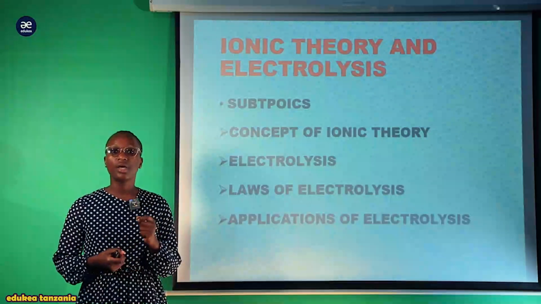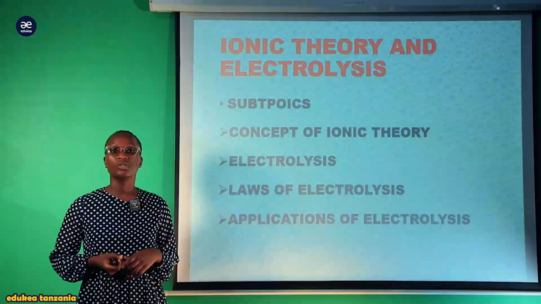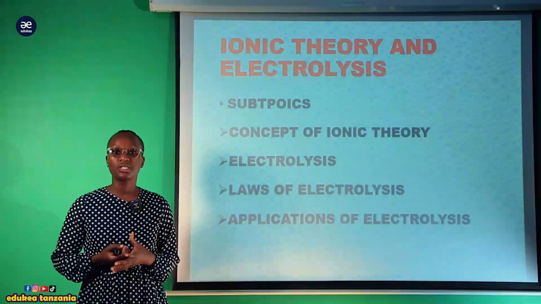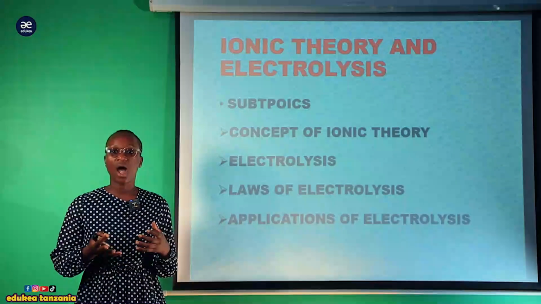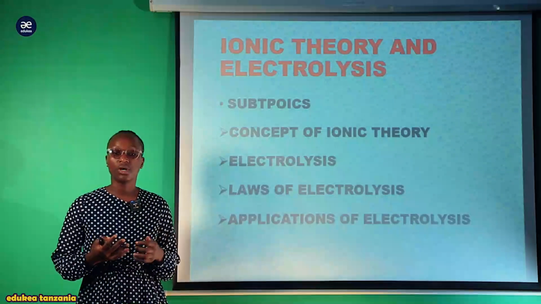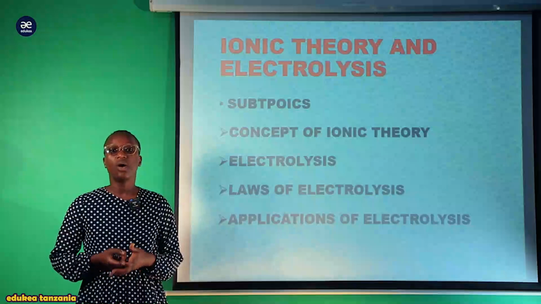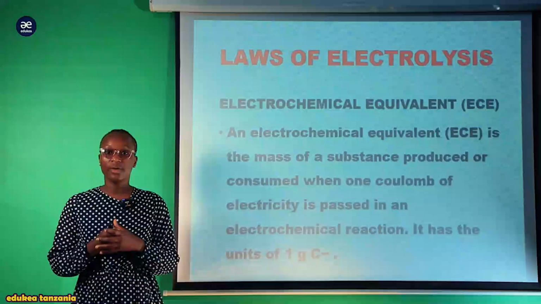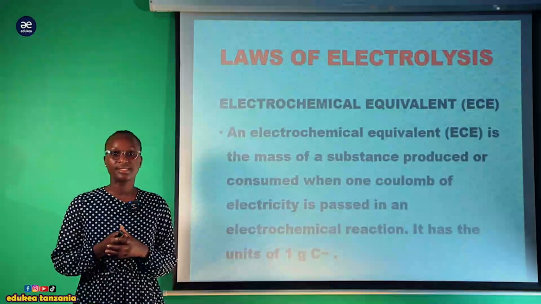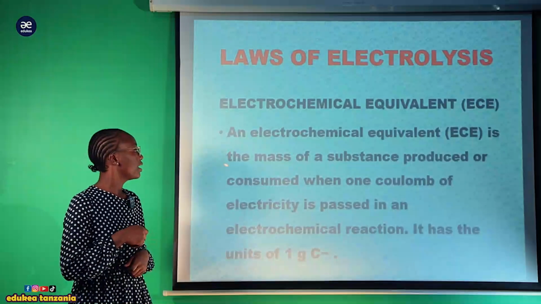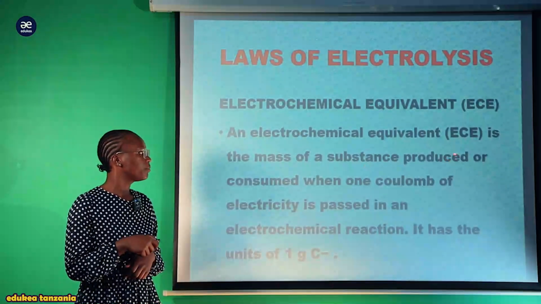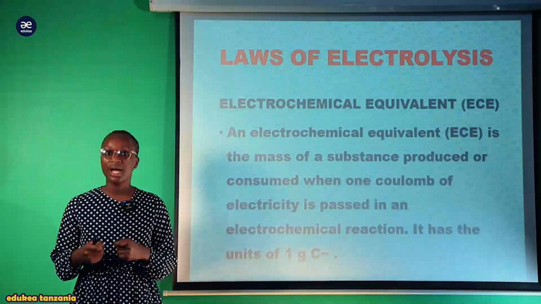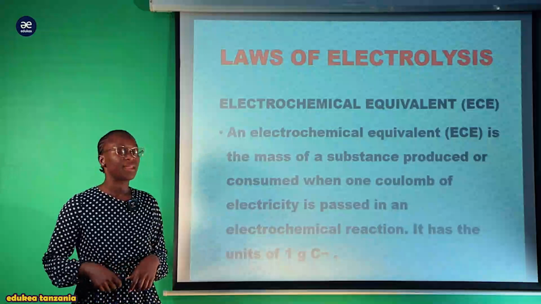Now my student, we are going to look in more detail at the electrochemical equivalent, how it is used in different calculations, and also what it means. Let us start our session. Electrochemical equivalent, which is denoted by ECE, is the mass of a substance produced or consumed when 1 coulomb of electricity is passed through the electrochemical reactions.